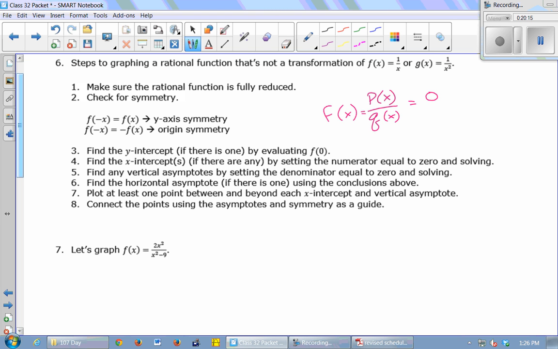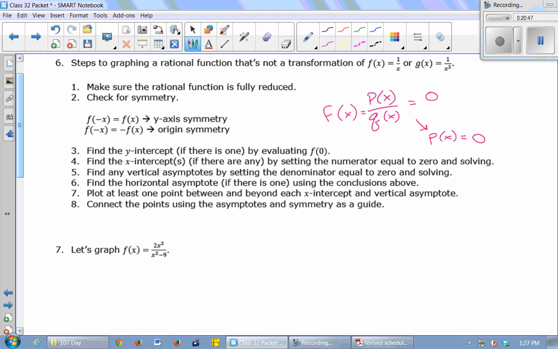Or you can say, well, the only way a fraction can be 0 is if its numerator is 0. So the only way that you can have this fraction p of x over q of x equals 0 is if p of x is 0. It doesn't matter what the denominator is. If the numerator is 0, the whole value of the fraction is 0. Okay, so find x-intercepts. Step 5, find vertical asymptotes by setting the denominator equal to 0 and solving.